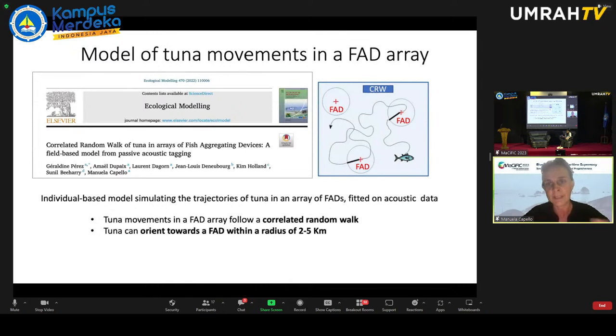So you have here on the right a cartoon of the three different FADs and the tuna movements. And fitting the model to the data, we could characterize this movement. And so we can now model the tuna movement as a correlated random walk movement. And at a given distance from the FAD, the tuna is not moving randomly anymore, but it is orienting directly towards a FAD. And this distance is quite large. It is between 2 to 5 kilometers.